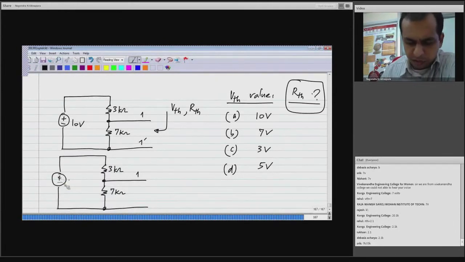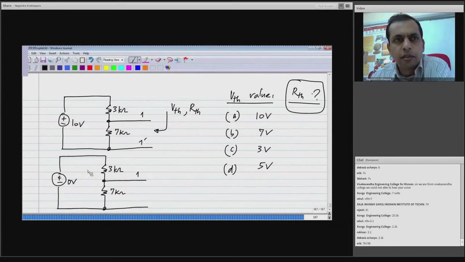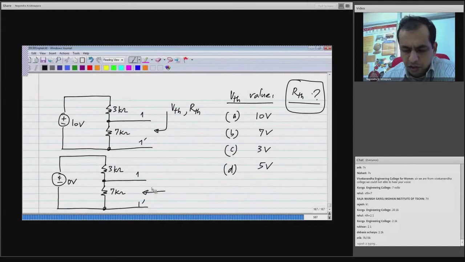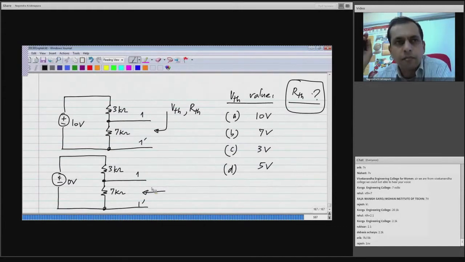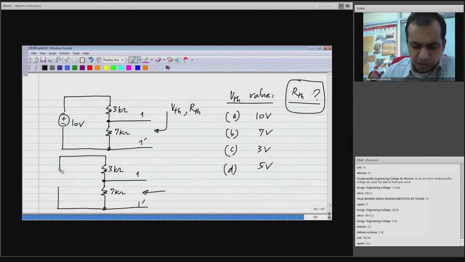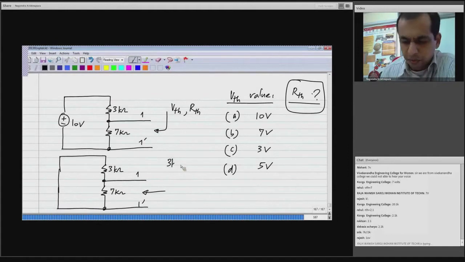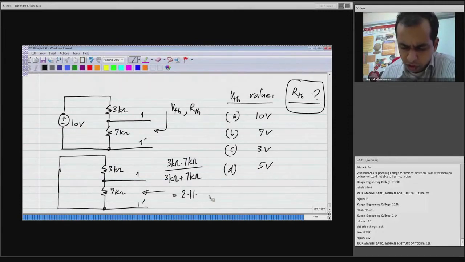So I have to make this 0 volts or a short circuit, and I have to look at the resistance here. Again, the answer is very simple. This is a short circuit, and you will be able to easily see that the 3 kilo ohm and 7 kilo ohm are in parallel. So the answer is 2.1 kilo ohm.